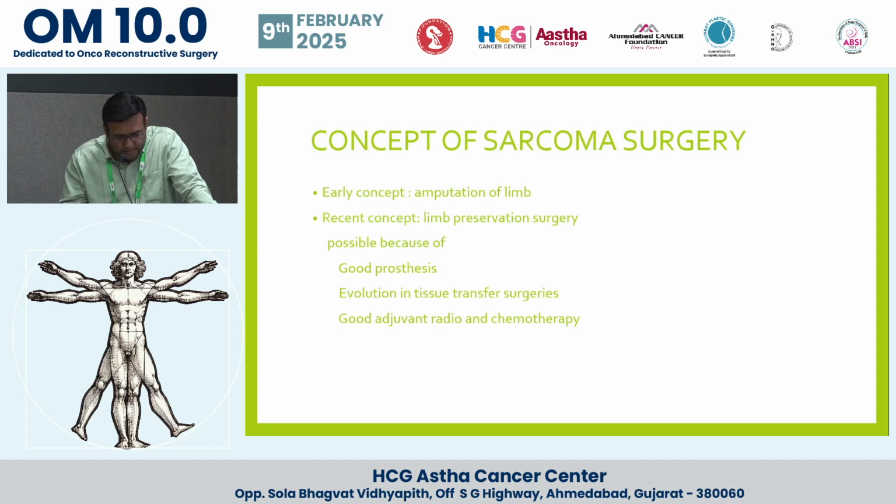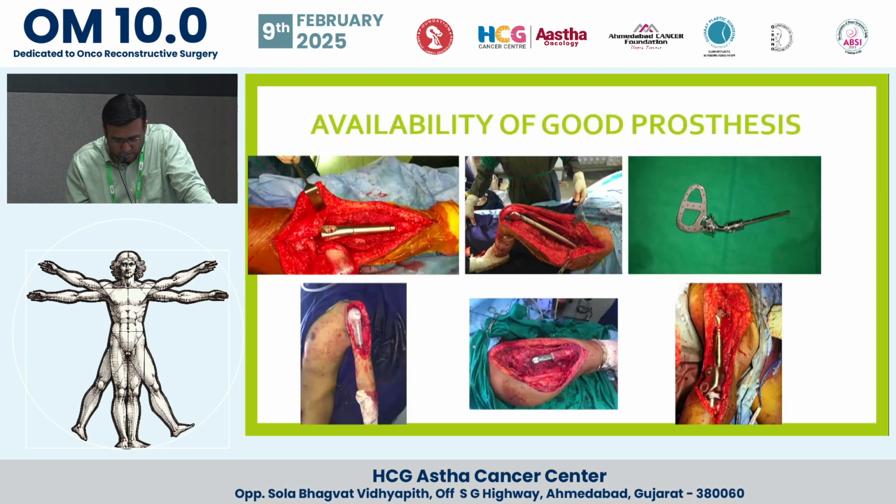Now the concept has changed. The early concept was amputation of the limb for the survival of the patient, but the recent concept is limb preservation surgery, because of the availability of good prostheses, the era of microsurgery, evolution of tissue transfer surgeries, and good adjuvant radio and chemotherapy. So survival is there, and good infrastructure, skills, and microsurgery facilities are there.